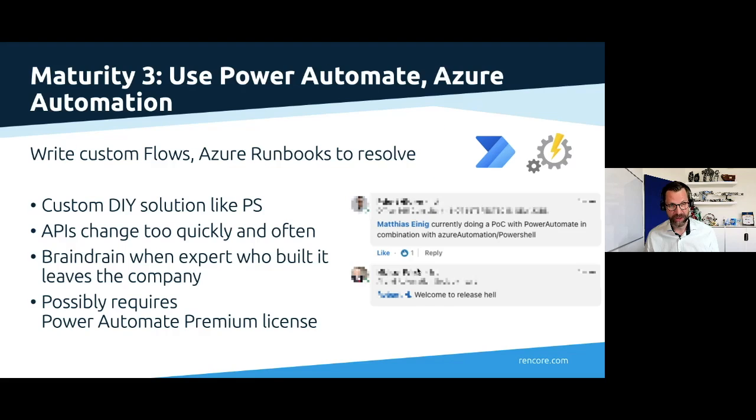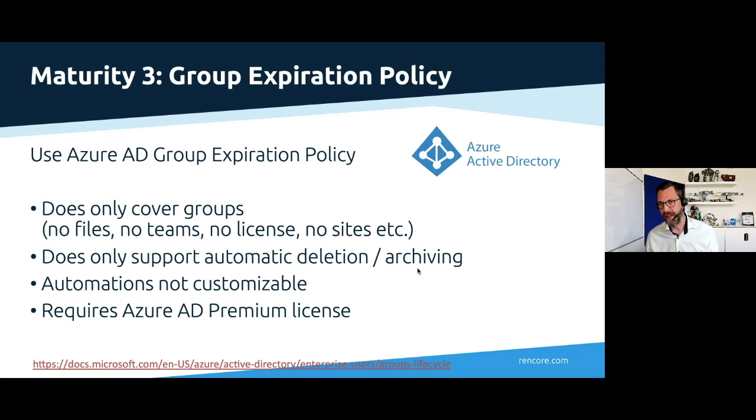Well, so we learned about that, but there are also built-in solutions, of course. So for example, I got also responses, many use group expiration policies in Azure Active Directory, which is good because it's maintained by Microsoft, so not a do-it-yourself solution. But it's quite limited, so it only covers groups. It doesn't cover files, teams, licenses, sites, and anything else that you might be interested in. So it limits you only to a specific problem and cannot be expanded to everything else.